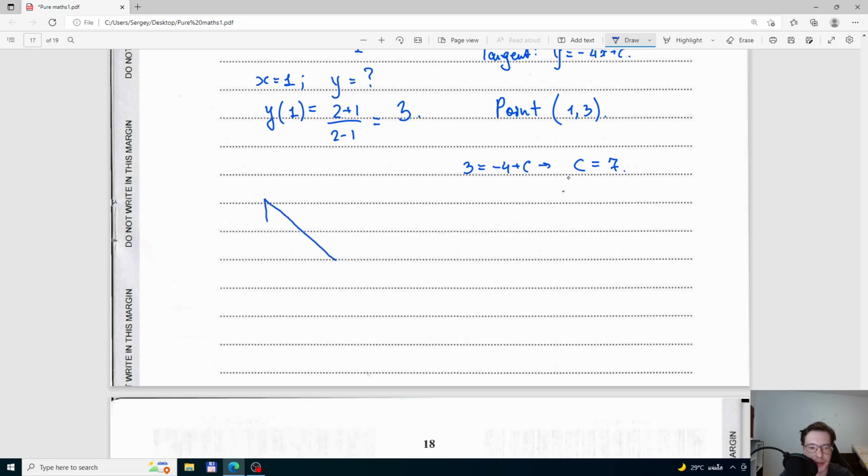Now let's sketch this triangle. So the line is minus 4x plus 7. That's point 0, 0. Now when x equals 0, y equals 7. So the point is 0, 7. Now what is this point? It's when y equals 0. So x equals 7 over 4.